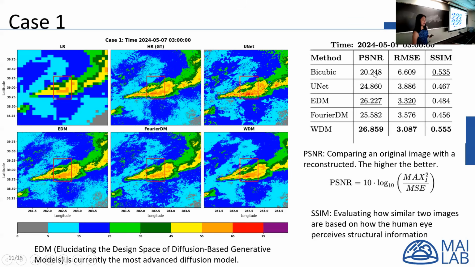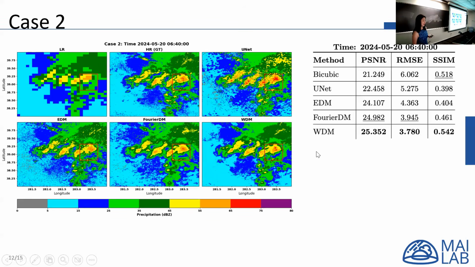So this is the intuitive result. We also put the statistics here. We use different statistical indices to show that our wavelet diffusion model gives the best statistical results. Yeah, very accurate. So this is case 1. And we also have case 2. You can see it very accurately gives you the high resolution data, and statistically it's also the best.